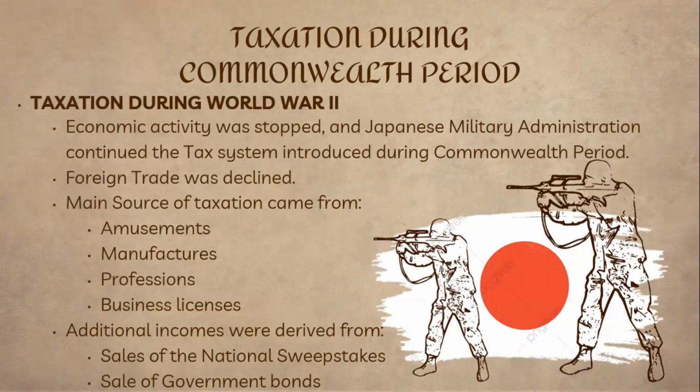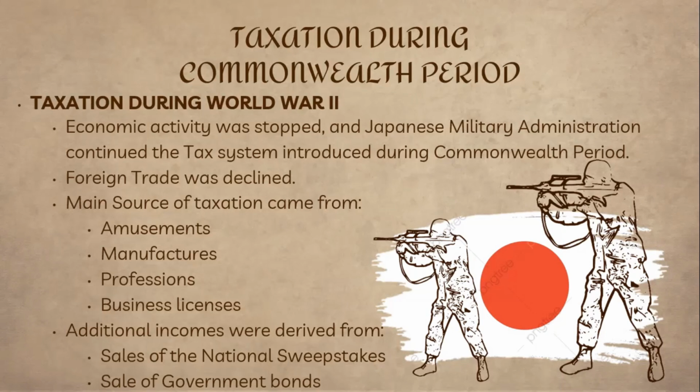So the last one is the taxation during World War II. During World War II, the Philippines reached the shore. Economic activity was put to a stop, and the Philippines bowed to a new set of administrators, which is the Japanese. So the Japanese military administration in the World War II immediately continued the system of tax collection introduced during the Commonwealth, but exempted the articles belonging to the Japanese Armed Force.